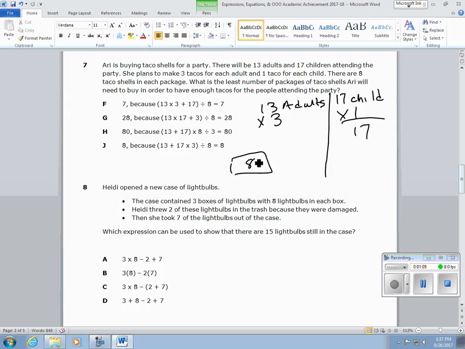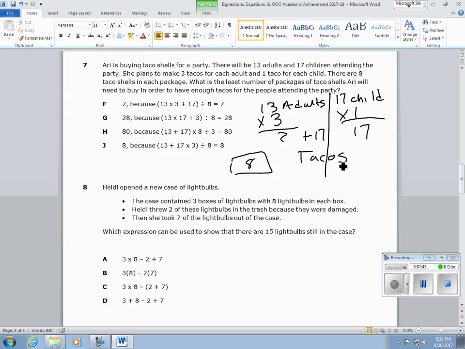So let's look at it. First thing we have to do is 13 times 3, okay? And then we're going to have to do 17 times 1, or simply add the 17 kids so that we can buy enough taco shells. So that's going to give us the taco shells needed for the adults. And then if you add the 17 tacos that we need for the children, that's going to give us a total amount of tacos needed.